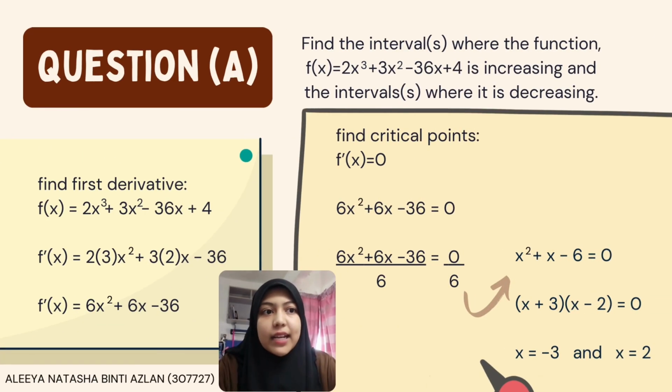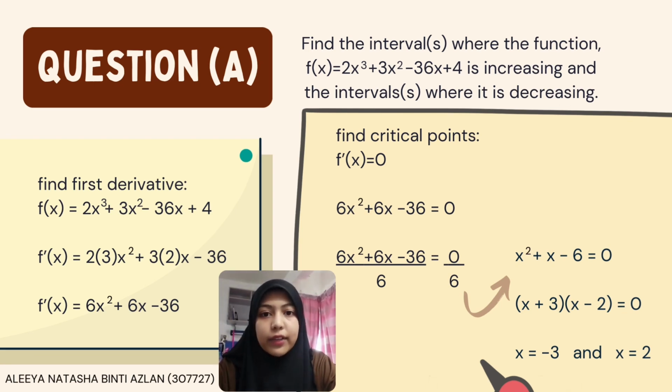Question A. Find the interval where the function f(x) = 2x cubed plus 3x squared minus 36x plus 4 is increasing and the interval where it is decreasing. First, we need to find the first derivative of the function. The function is 2x cubed plus 3x squared minus 36x plus 4. We use standard differentiation to get the first derivative, and we will get 6x squared plus 6x minus 36.